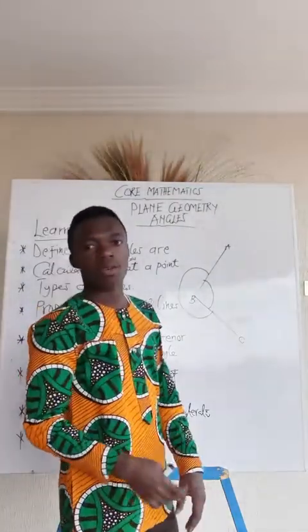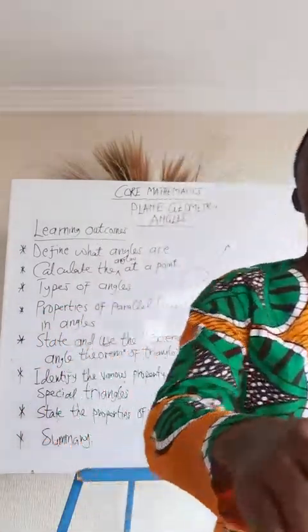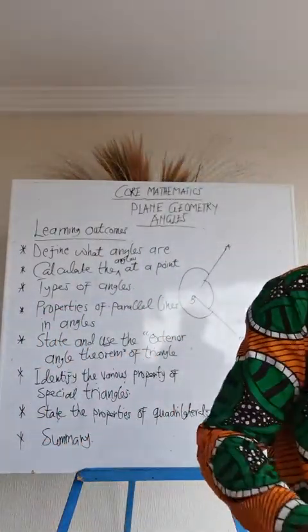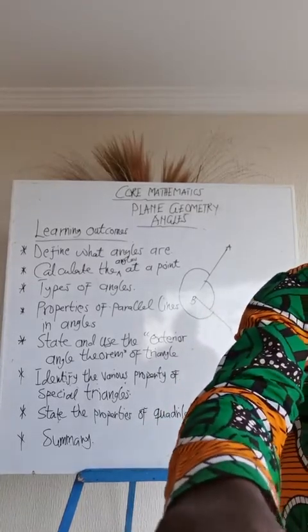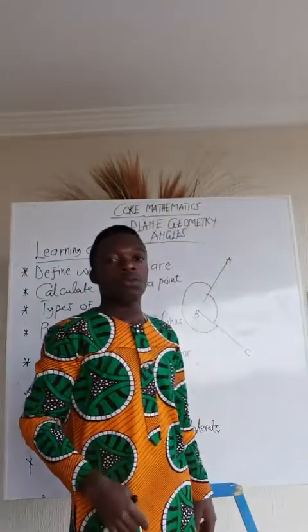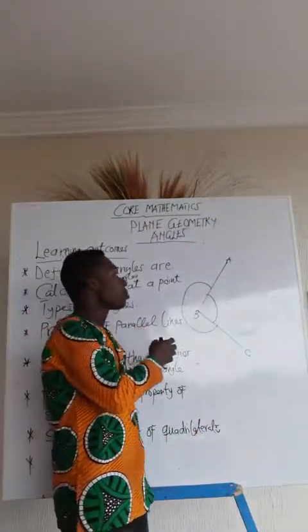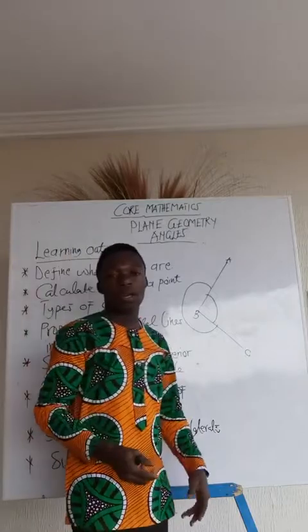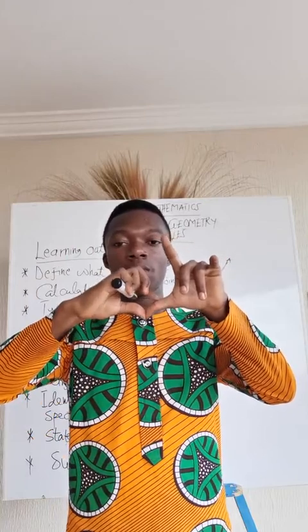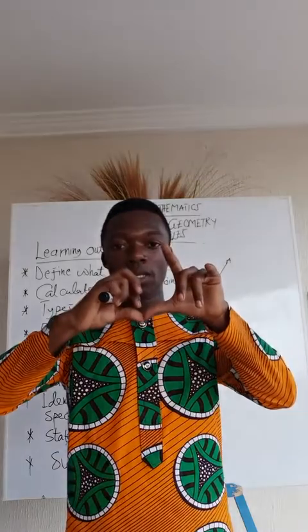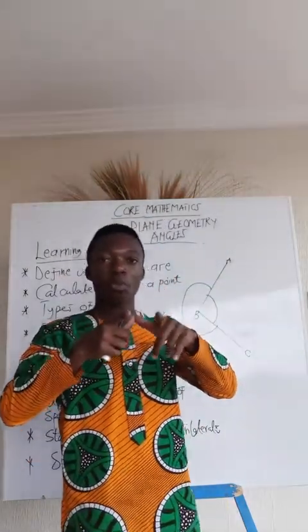So, what are angles? We are saying that angles are formed when two or more lines meet. If my hand or my thumb is a line, when they meet, there is an angle forming at this point. So that's what we mean by angles: they form when two or more lines meet.